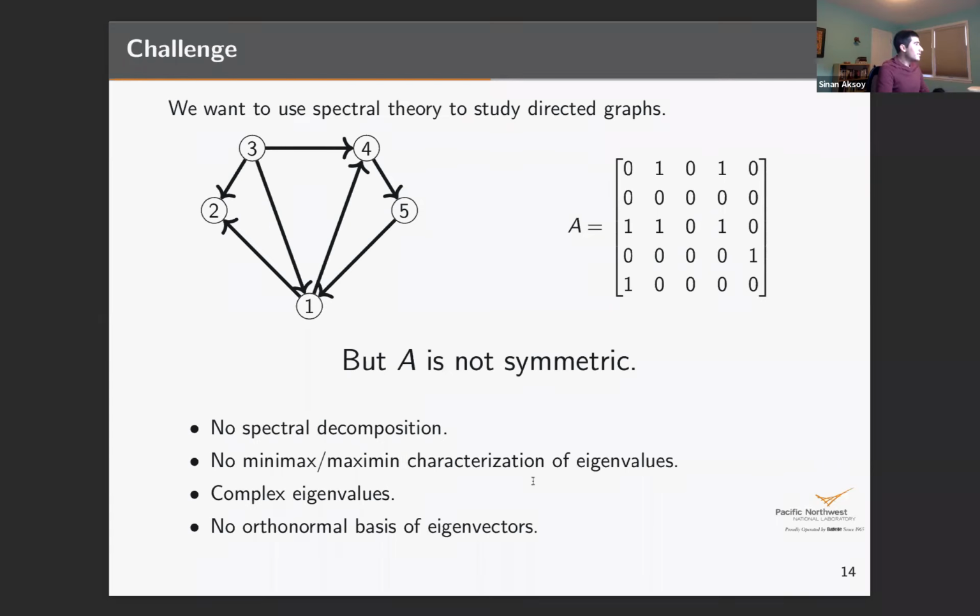As a consequence of that, we lose a lot of our favorite tools, of course. We're no longer guaranteed a spectral decomposition. A really big loss to us is that we lose our ability to characterize eigenvalues as solutions to max-min or min-max optimization problems from the Courant-Fisher theorem. And we can have complex eigenvalues, and we're no longer guaranteed an orthogonal basis of eigenvectors. So certainly we're left to contend with much fewer tools when we move to this directed setting.